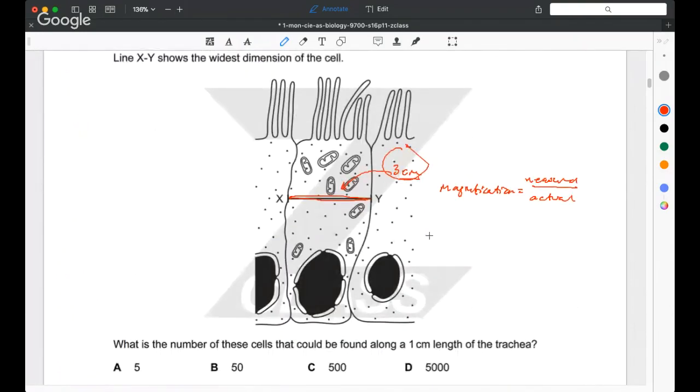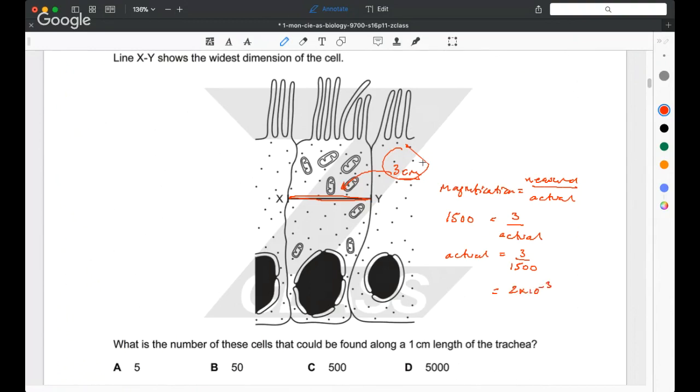So plugging all those in, our magnification was times 1,500. The measured size was 3, and we really need to know here what the actual size is. So just rearrange that. The actual size of this largest width of this cell here is 3 over 1,500. I've just rearranged the magnification and the actual elements in that equation. And working that through, you end up with 2 times 10 to the minus 3.